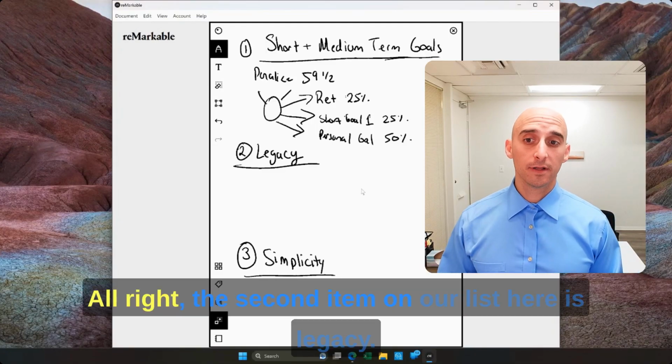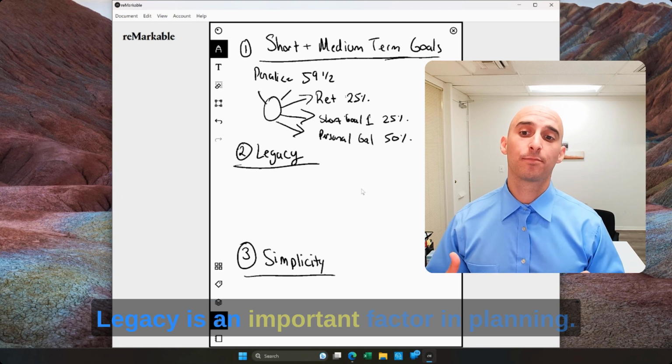All right, the second item on our list here is legacy. Legacy is an important factor in planning.